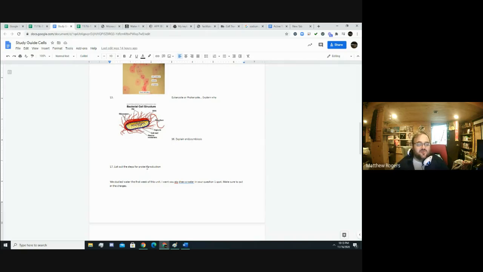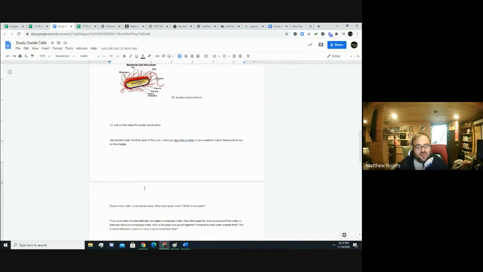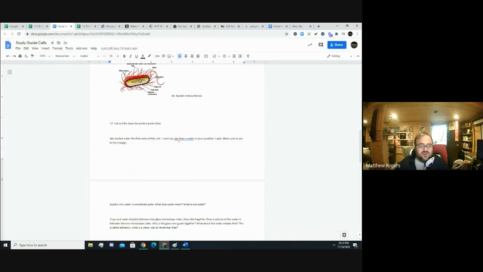Let's start all the steps of the protein production. Well, we go from the nucleus and the DNA to the ribosome. So you can say rough ER if you want, the Golgi apparatus, to a vesicle or vacuole to the outside. It's a good way of putting it. I think that's good.